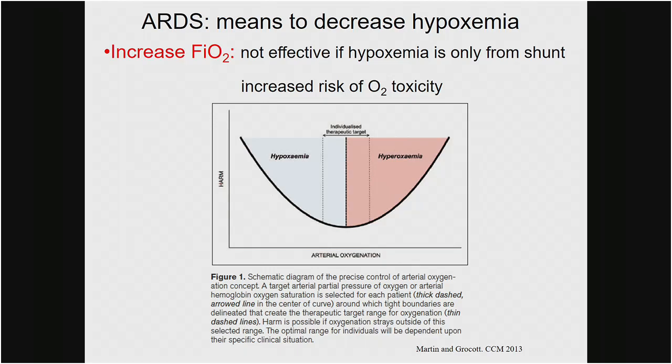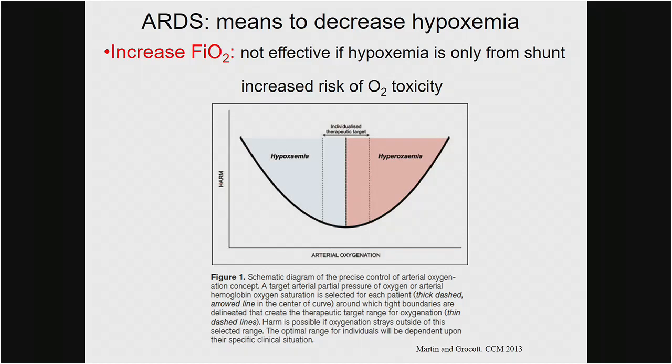So as we said, one maneuver we can do to try to correct that hypoxemia is to increase FiO2. So unless the shunt fraction is very high, that could potentially correct the issue of hypoxemia.